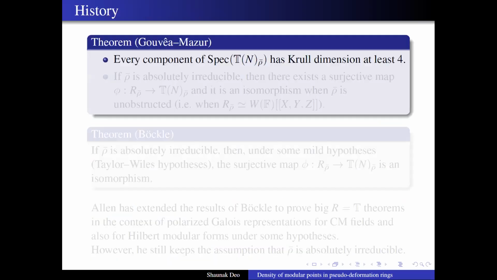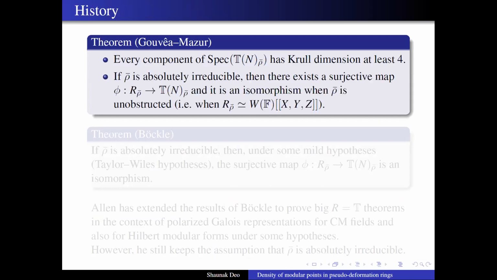So let me quickly recall what we know. In the famous Gouvêa-Mazur infinite fern paper, what Gouvêa-Mazur proved is that every component of spec of Tn rho bar has Krull dimension at least 4. And as an immediate consequence, they proved that if rho bar is absolutely irreducible, then there is a surjective map from R rho bar to Tn rho bar, and it's an isomorphism when rho bar is unobstructed. Unobstructed means that the universal deformation ring of rho bar is a power series ring in 3 variables. And it is clear that the second is an immediate consequence of the first, just using the definition of unobstructed.